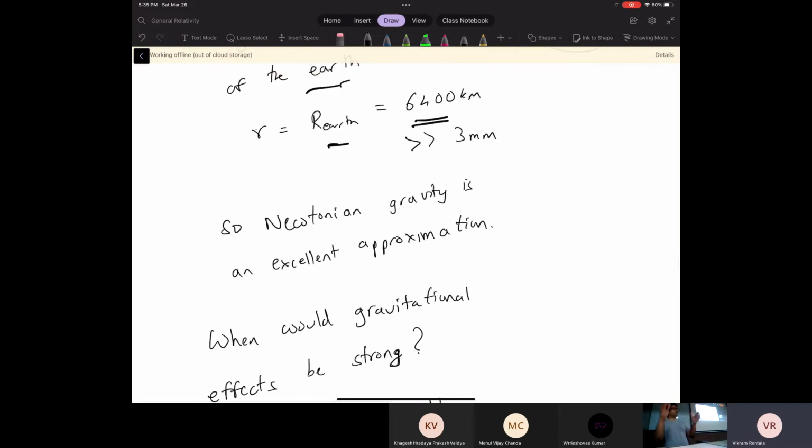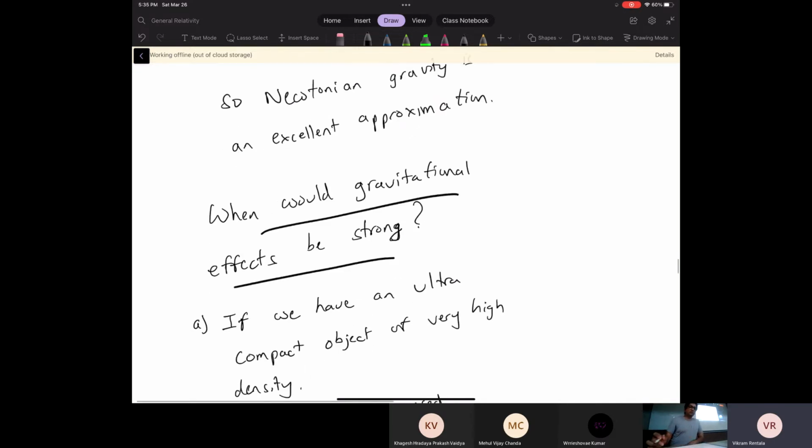So the thing is, Newtonian gravity works well in the limits where we expect it to work well. It works well for planets which are far from the sun. It works well for us on the surface of the Earth. In all of these limits, the gravitational field is actually very weak. So then the question is, when is gravity actually strong? When do you actually need general relativity? When would gravitational effects be strong?